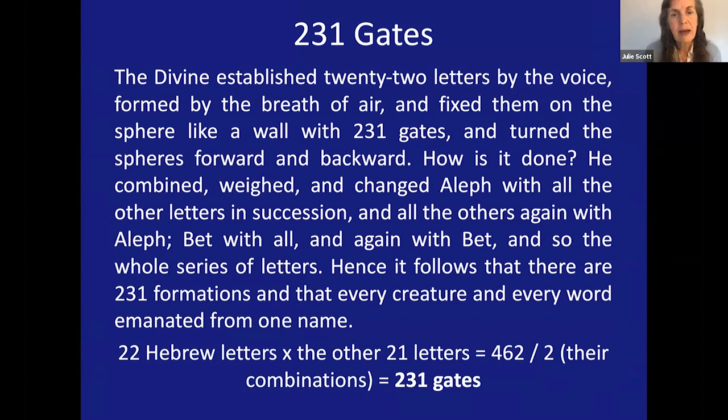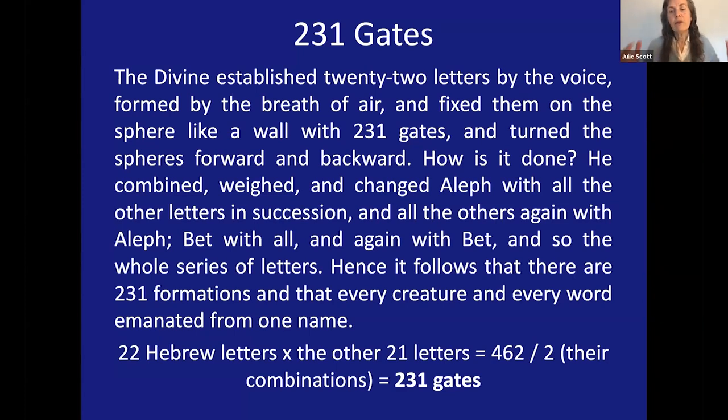The Sefer Yetzirah says, the divine established 22 letters by the voice, formed by the breath of air, and fixed them on a sphere like a wall with 231 gates. That's the image that we just saw. And turn the spheres forward and backward. How is it done? He combined, weighed, and changed Aleph with all the other letters in succession. Again, Aleph, Bet, Gimel, Dalet, around all the other letters, and all the other letters, and all the others again with Aleph. Bet with all, and again with Bet. And so the whole series of letters. Hence it follows that there are 231 formations, and that every creature and every word emanated from one name. If you multiply the 22 Hebrew letters times the other 21 letters, you get 462.